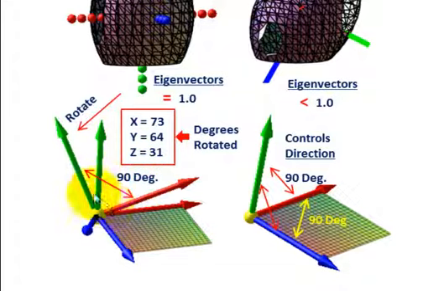I'm just showing we're going to rotate. The green ones are going to rotate up here. Red and blue are going to rotate as well, but they're still going to maintain their reference here at 90 degrees apart for each of them.